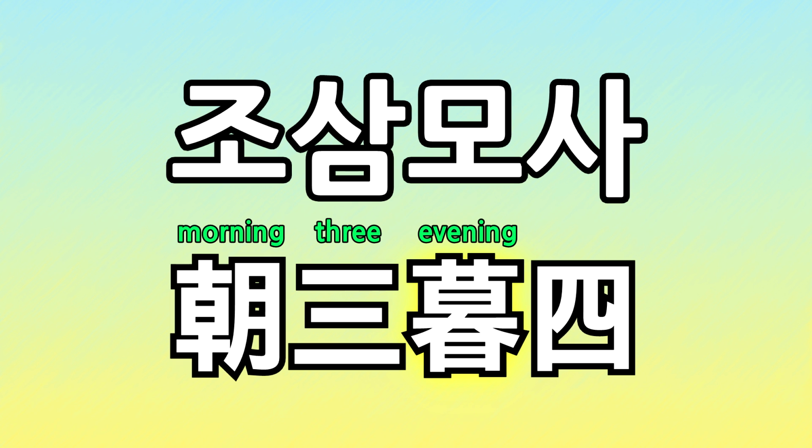The third character, 모, means evening. And the fourth character, 사, means 4. If we put these 4 characters together, we get 3 in the morning and 4 in the evening.